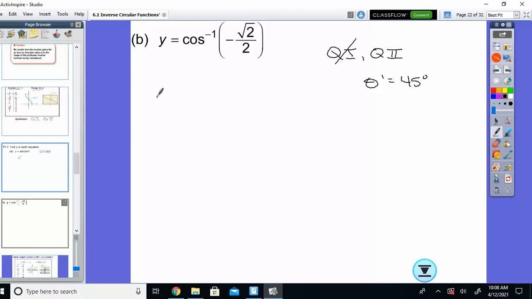So 45 degrees in quadrant 2 is 135 degrees. If I ask for it in radians, 45 is like pi over 4, so that would be 3 pi over 4. Again, you're not going to have to give me both the degrees and radians. You'll just have to base it off the directions, depending on how I ask for it.